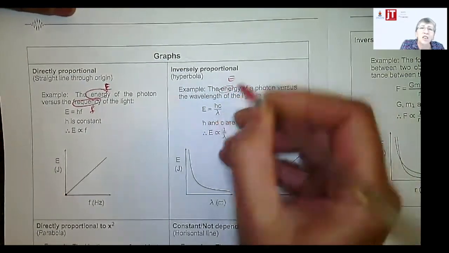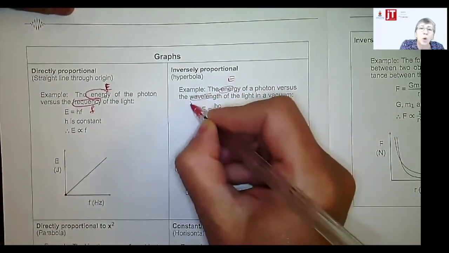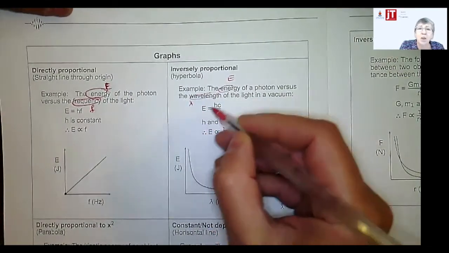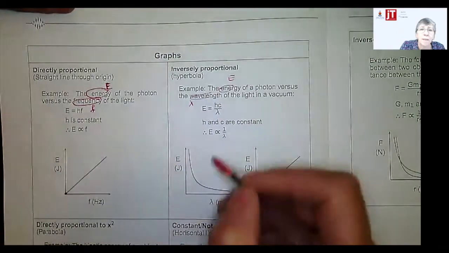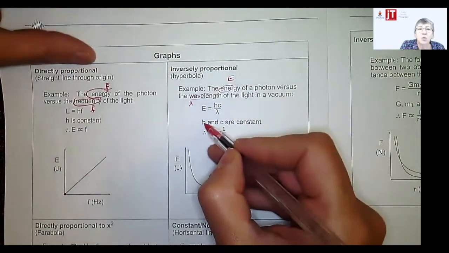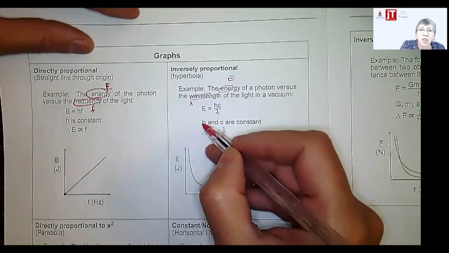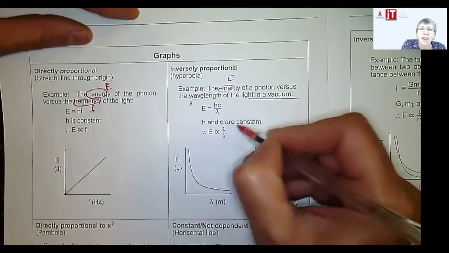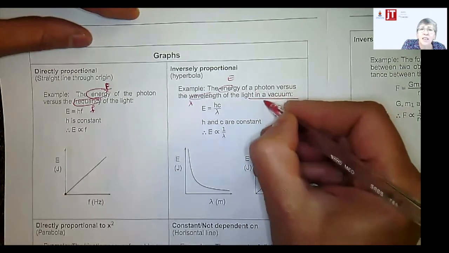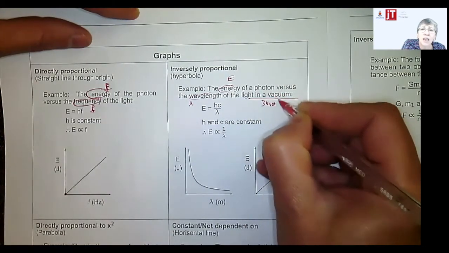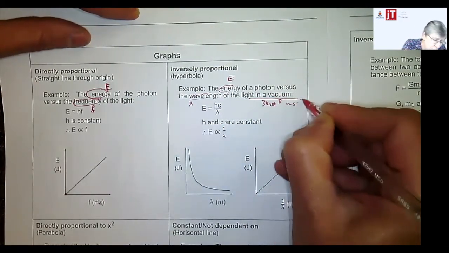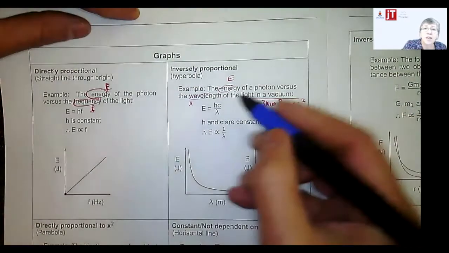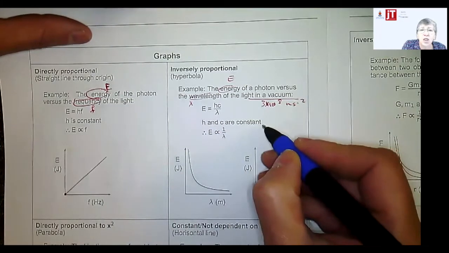We're looking at energy, but now they are looking at wavelength. And the equation that has both of them is E equals hc over lambda. Now here, h is a constant, it's Planck's constant. And since they're talking about a vacuum, that tells me that the speed of light in a vacuum, 3 times 10 to the 8 meters per second, is going to stay the same. That is not changing, right? So h and c are constant.